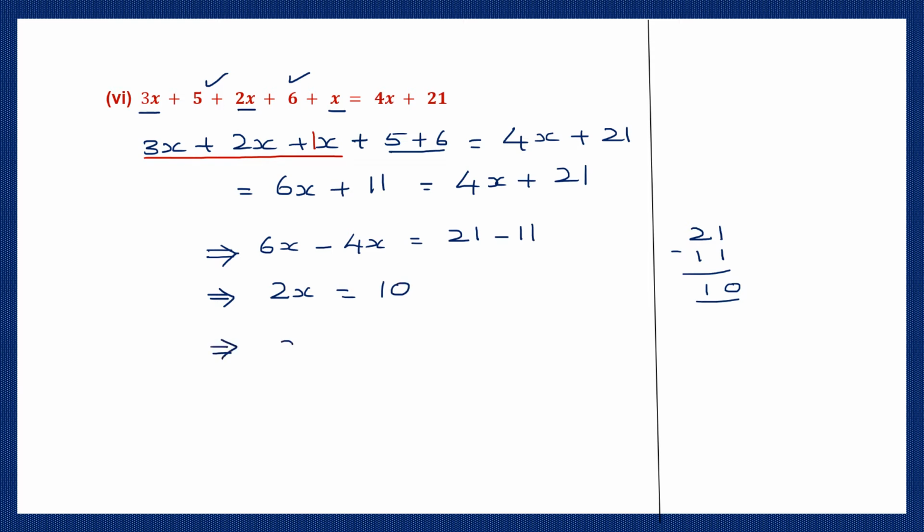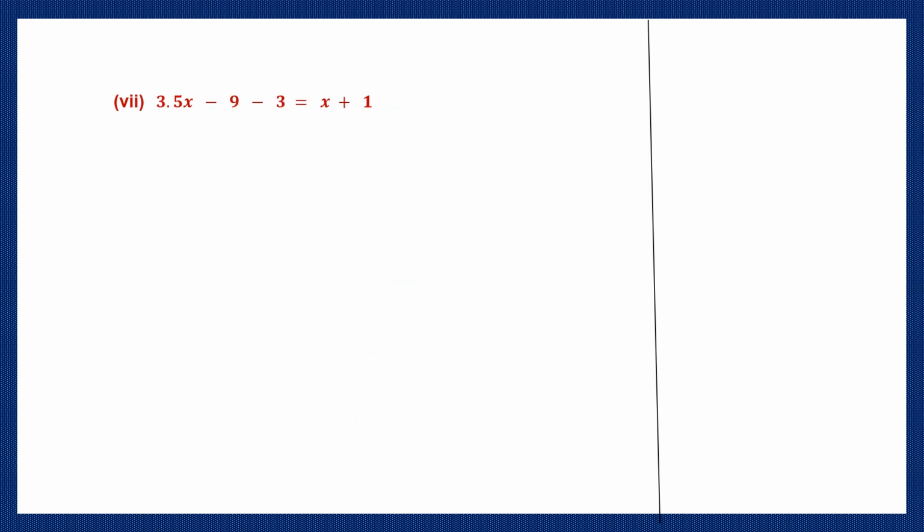That means x is equal to 10 divided by 2. Because 2x is multiplication, when it's transposed it becomes division, and 2 fives are 10. So the value of x in this question is 5. That's our answer.